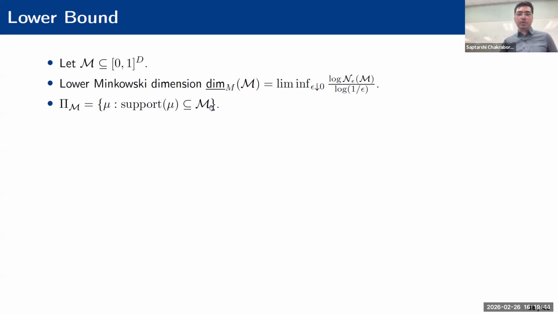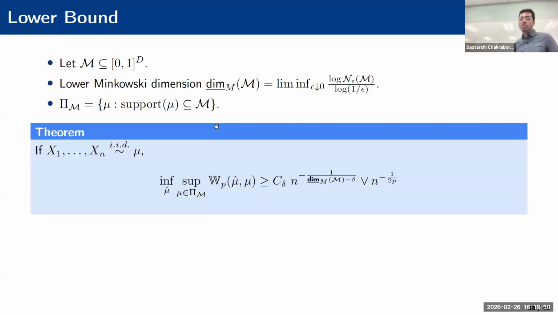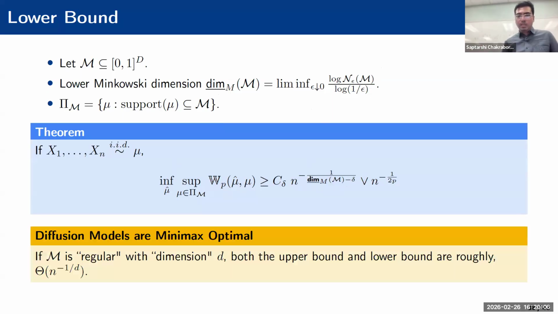So for the set of all distributions supported on a specific set, what we can show is that the minimax lower bound scales with the lower Minkowski dimension minus some delta. So this delta is an artifact of the lim-inf again. So if you have a bound on the exact covering number, this delta can be replaced.